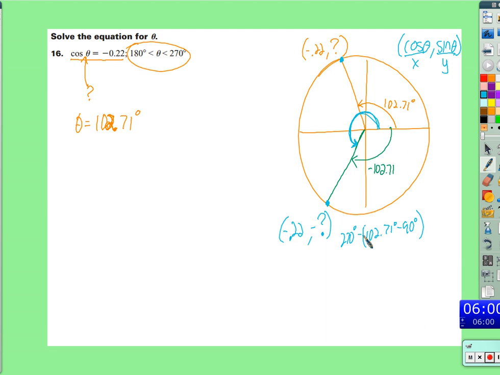The other way. You added 90 to it? Okay, let's see what you did. 180 minus 102.71. That's what you said first, right? Yeah. We added this to 180. So you figured out what this was, and that's the same as this. You started at 180 and added that. That worked. Plus 180. Any other ones?